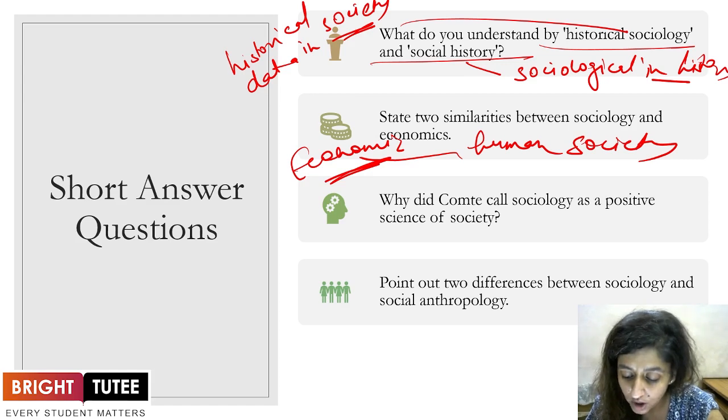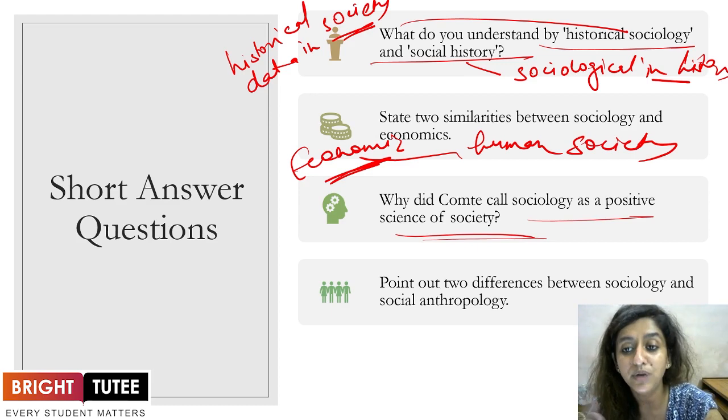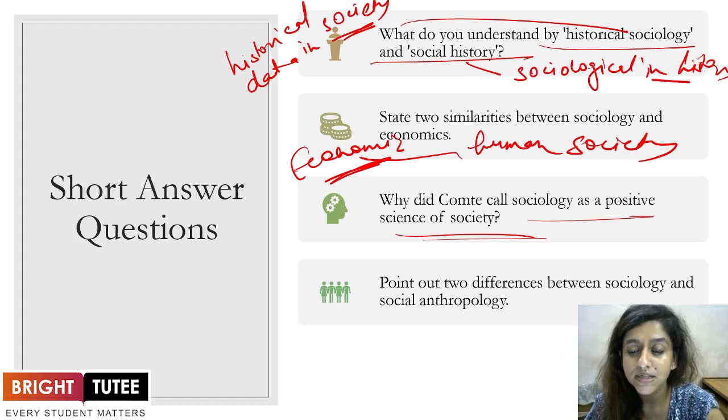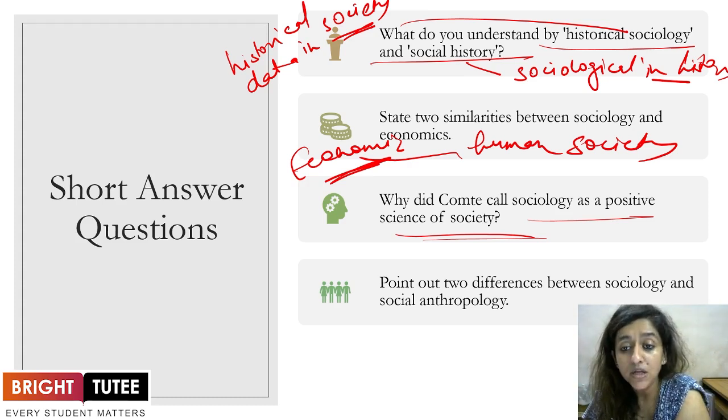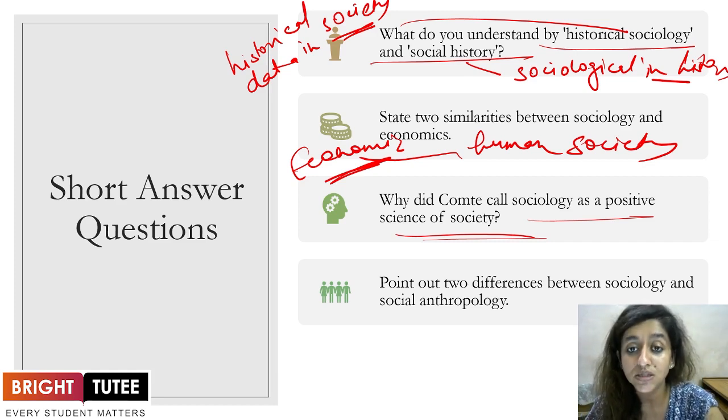Why did Comte call sociology a positive science of society? We have talked about it in the previous video. When we talk about the positive aspects of the society, wherein we are trying to build the relationship and interdependence of various sociological perspectives within the society, that is what is termed as the positive science, and you can explain the concept of positivism here.